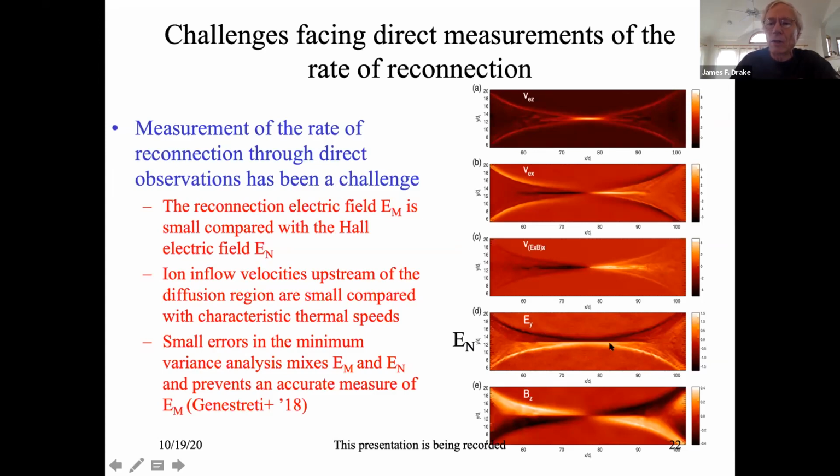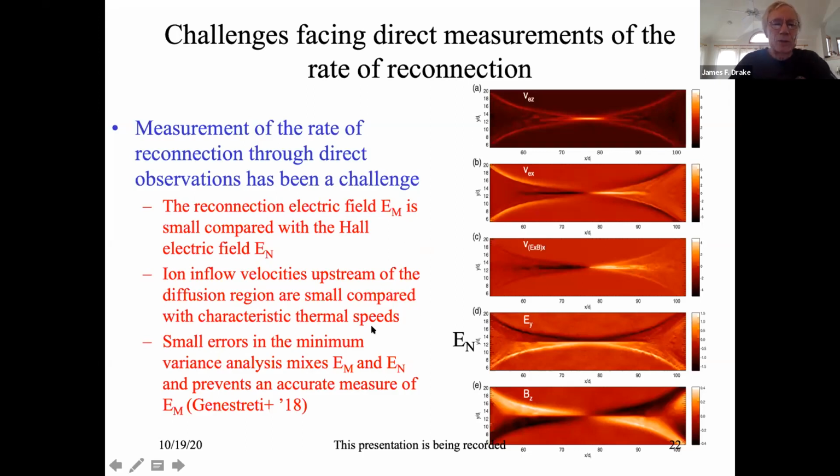This is the so-called Hall electric field. And the point is that this normal electric field is extremely large, much larger than the out-of-plane reconnection electric field. Okay, and that means it's very difficult to disentangle the reconnection electric field from the other electric fields that are in the dissipation region.